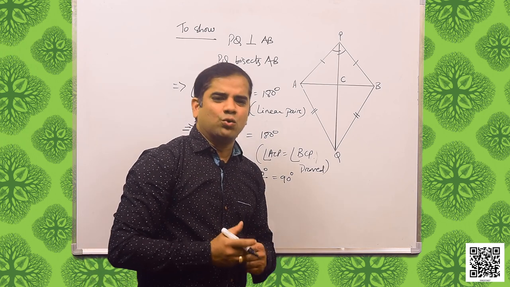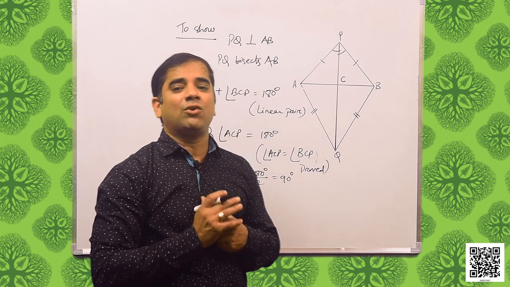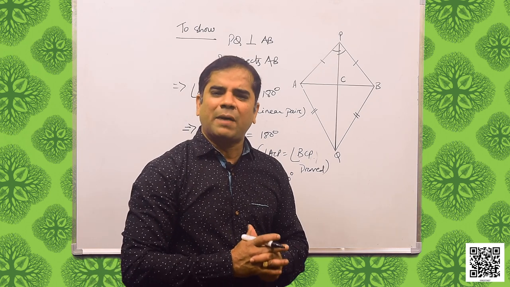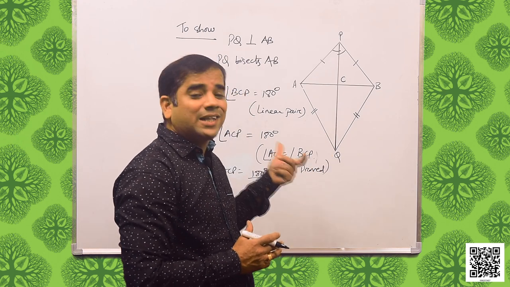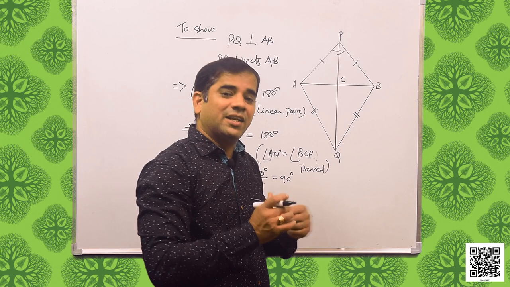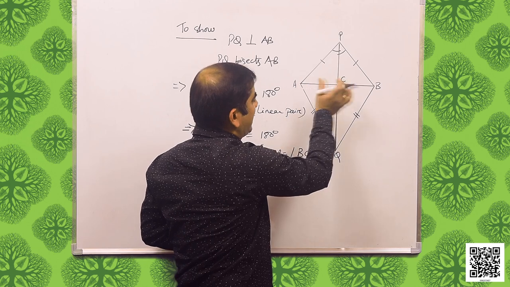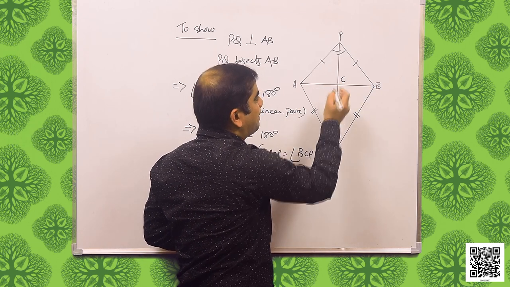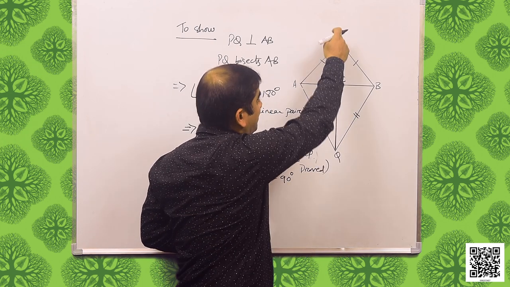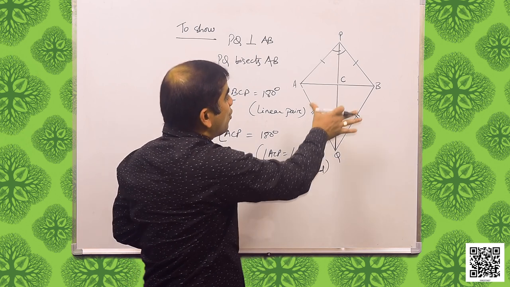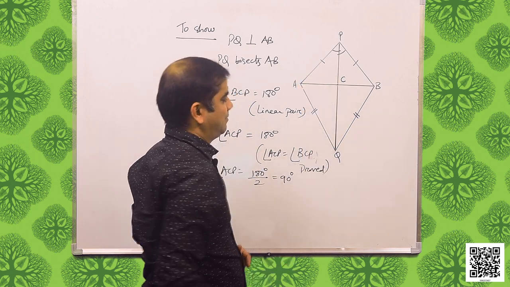So from these two, we can easily conclude that PQ is the perpendicular bisector of AB. What is a perpendicular bisector? A perpendicular bisector is a line perpendicular to another line which bisects the other line. That means in this case, PC is perpendicular to AB. Fine. AC is equal to BC. That means C is the midpoint of AB. And when we extend PC, it reaches Q. That means this PQ is a line segment which is bisecting AB perpendicularly at point C.